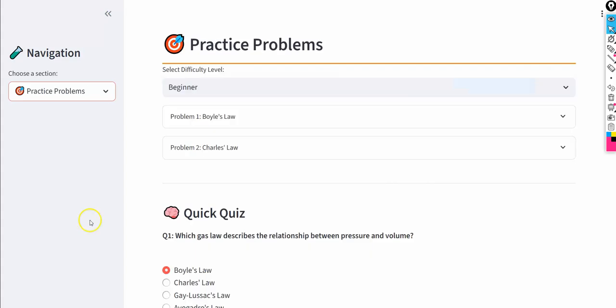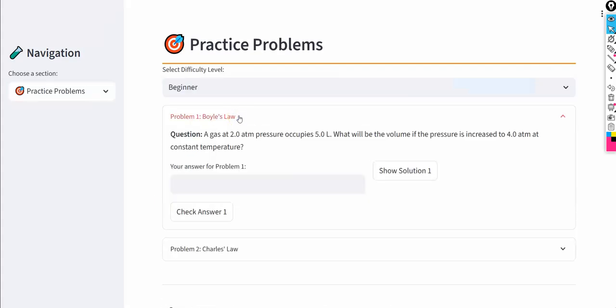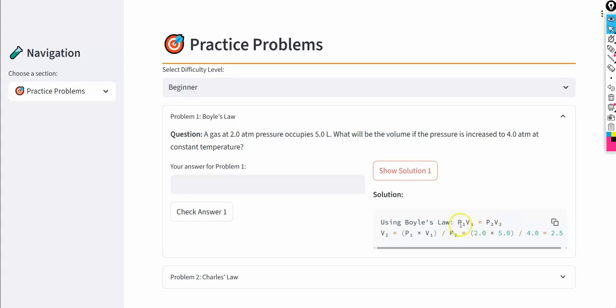Now if you go to the practice problems, first Boyle's law. The problem is: a gas at 2 atm pressure occupies 5 liter. What will be the volume if the pressure is increased to 4 atm at constant temperature? You have to use Boyle's law, P1 V1 is equal to P2 V2. From here you calculate V2. You plug in all these values and you will get that.